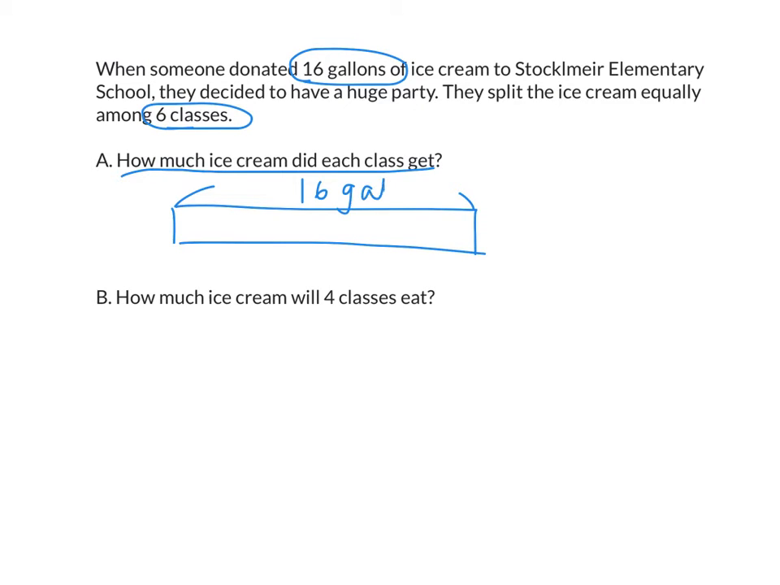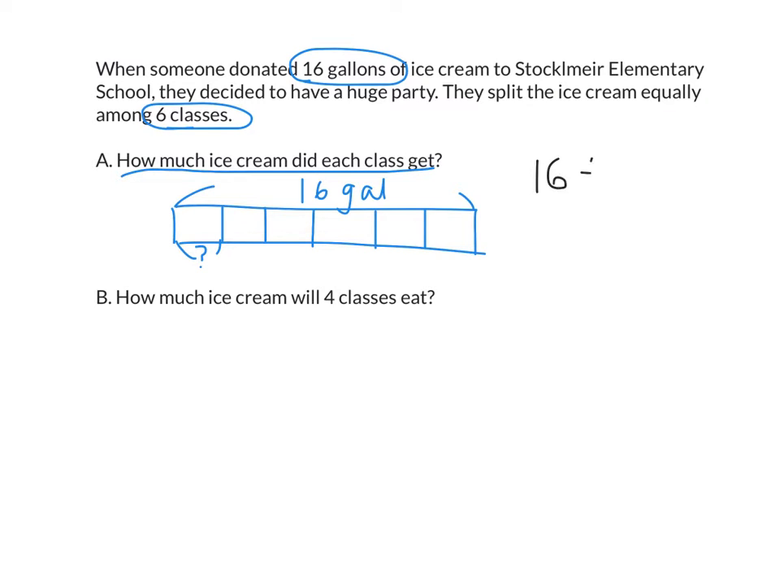And we have to split those 16 gallons equally into how many sections? 6 groups, right? Because 6 classes want to share it. And we want to find out how much one class is going to get. The hardest part of this is figuring out what is the whole and what is the divisor. Okay. The whole is how much we're starting with. How much are we starting with? 16. 16 gallons. Good. So our whole is 16.